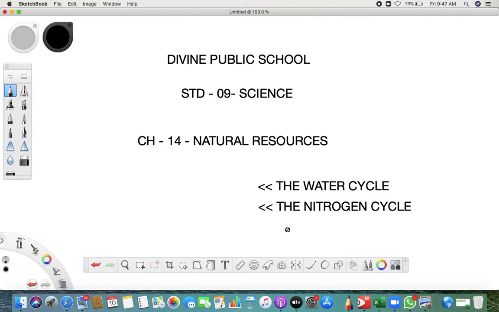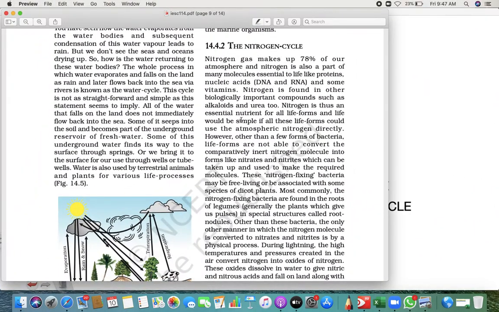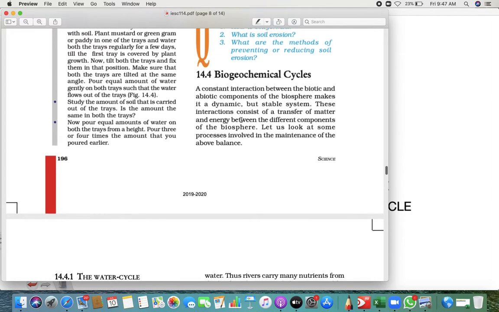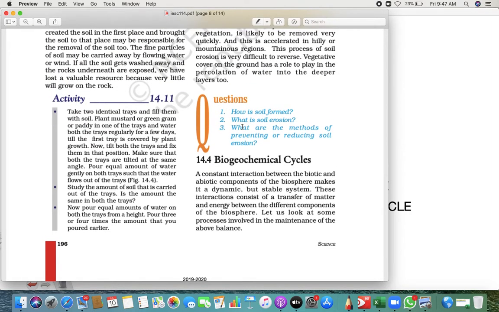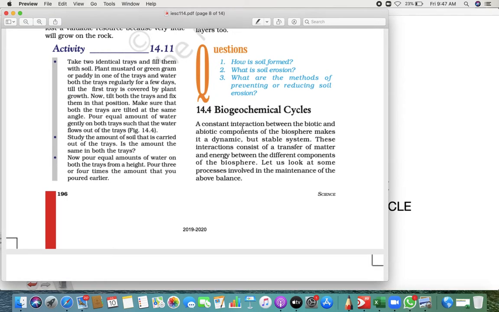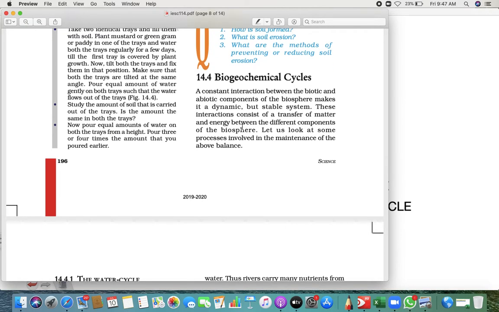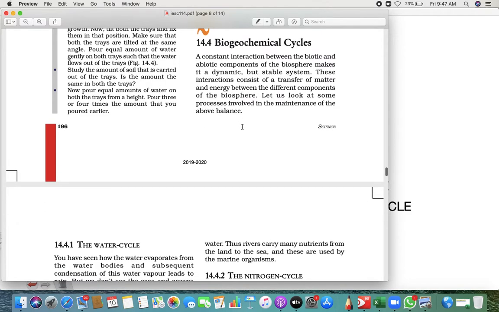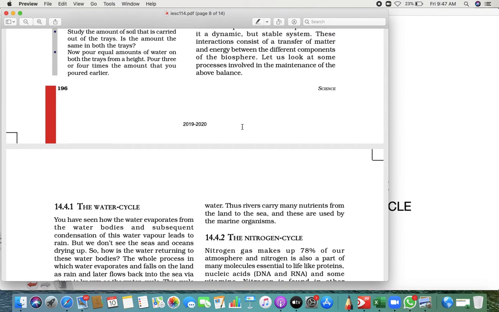Now, we have learned a couple of things, like how soil is formed, water, air. Now the next is biogeochemical cycles. Now we have essential things in our life. The first is water.